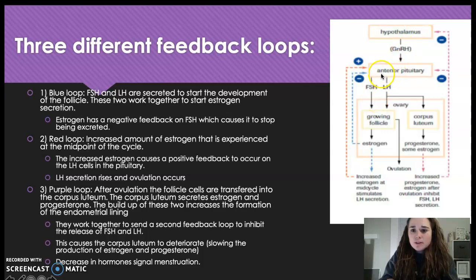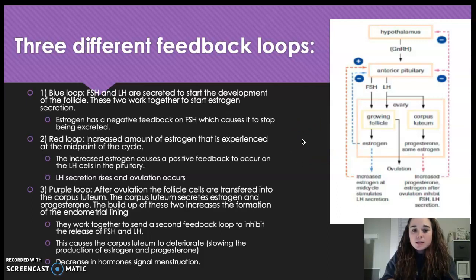So as you can see here, from the anterior pituitary, FSH and LH go down to the growing follicle, to estrogen, and then back up for the negative feedback loop. Next, we'll talk about the red loop. The red loop increases the amount of estrogen that is experienced at the midpoint of the cycle.